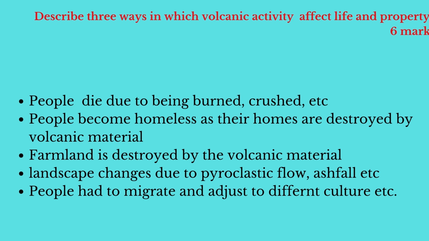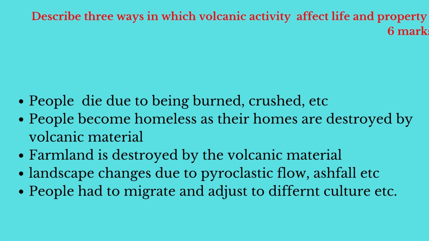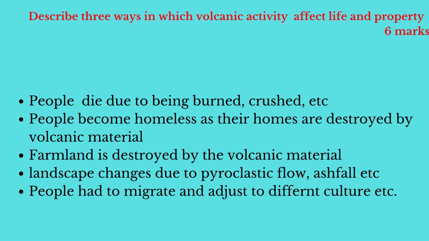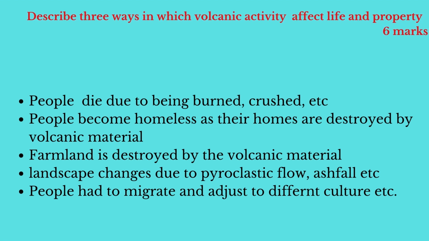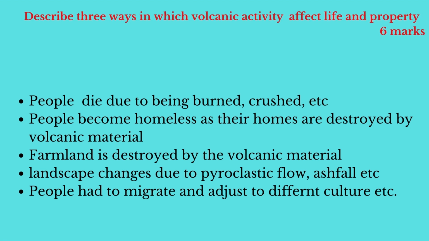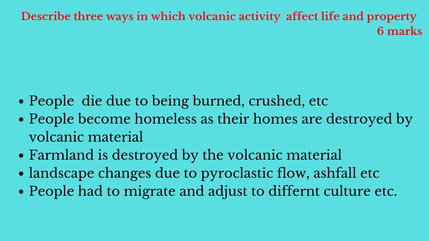So for example, if you say that farmlands were destroyed, remember, farmlands could have been destroyed by any form of hazard. So you want to show that maybe it was the ashfall or the pyroclastic flow that caused the crops to be destroyed. Okay, so this is where we will stop.